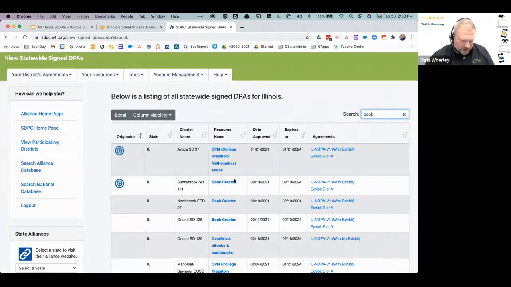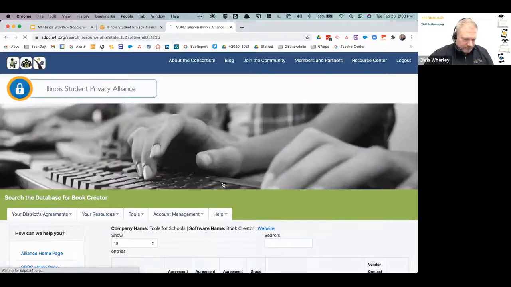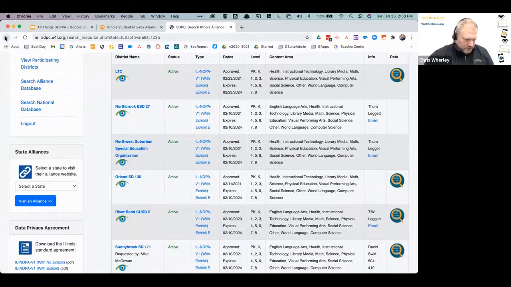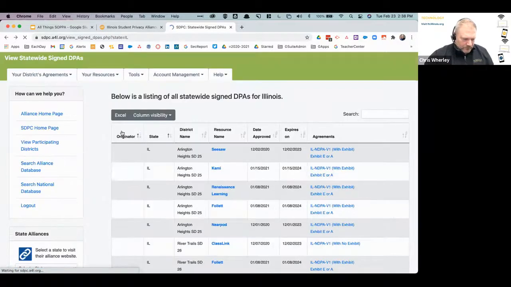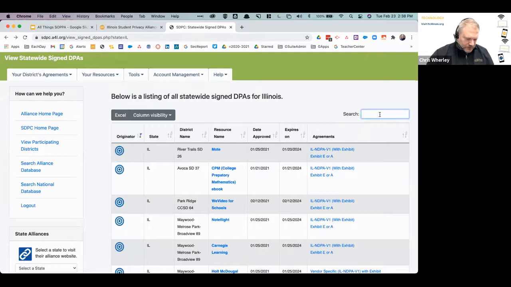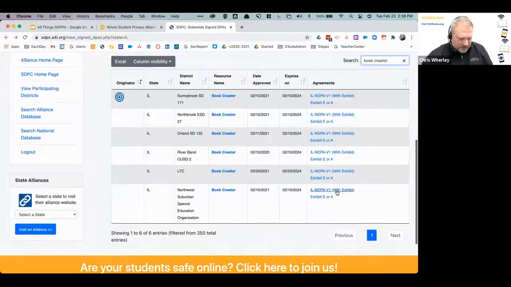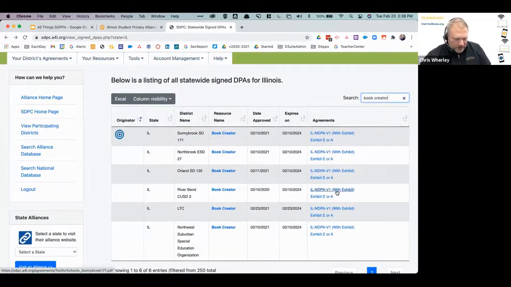So if I look at Book Creator and I actually click on Book Creator, I can see all the agreements for Book Creator. And if you look down through here, the originating agreement was marked as date approved. So going back to our tips and suggestions, it was approved on February 10th, and it will expire on February 10th of 2024.